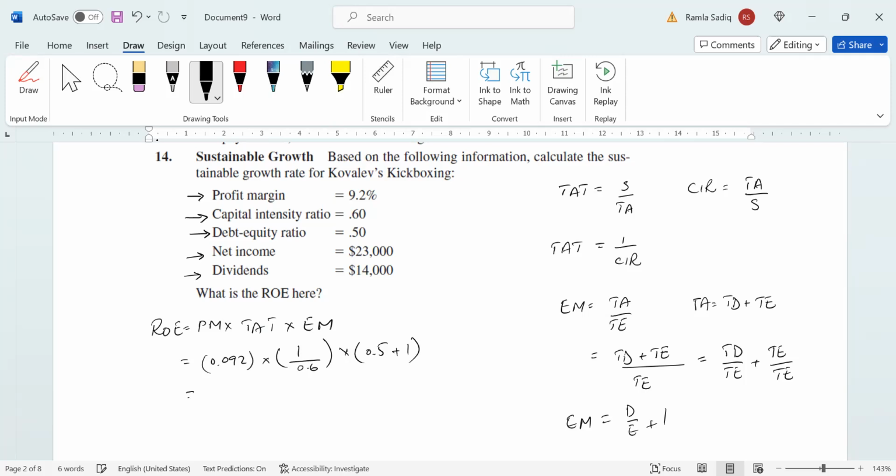We're going to solve for all of this step by step. We'll keep 0.092 as it is for the time being. 1 divided by 0.6 is equal to 1.67, and of course, 0.5 plus 1 is 1.5. Let me put all of that into our calculator. We are going to get 0.092 multiplied by 1.67 multiplied by 1.5. We get 0.2304. That indicates a 23.04% ROE, return on equity. There we go.